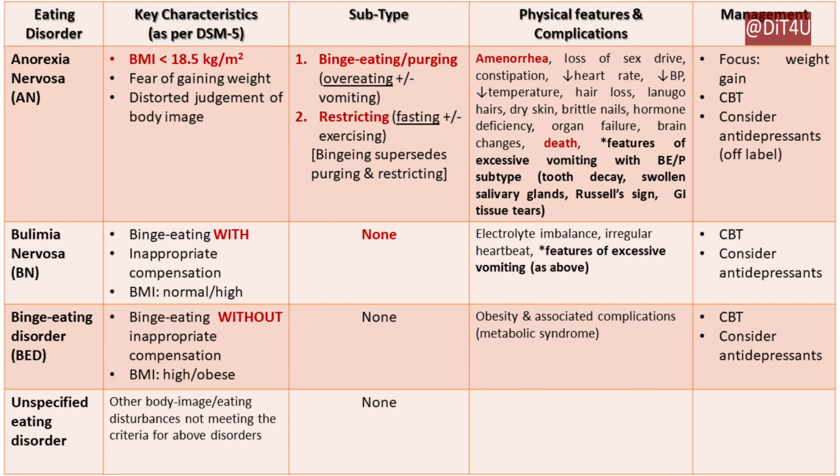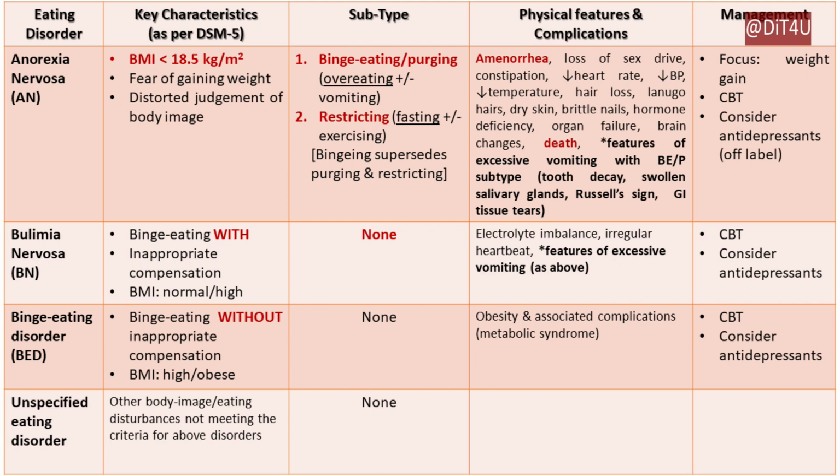Subtypes: binge eating or purging subtype. Here you have to remember it's underlined overeating because overeating takes precedence. That means binge eating takes precedence. If there is only binge eating, even without vomiting, it is still called binge eating purging subtype. The other subtype is restricting subtype. That means fasting, not eating at all, with or without over exercising. Again, fasting is underlined because fasting takes precedence. So it could be just fasting and starving without exercising. It is still restricting subtype. Binging supersedes purging and restricting. So in order of hierarchy, binging comes first. So basically you have to rule out binging if you want to consider restricting subtype.